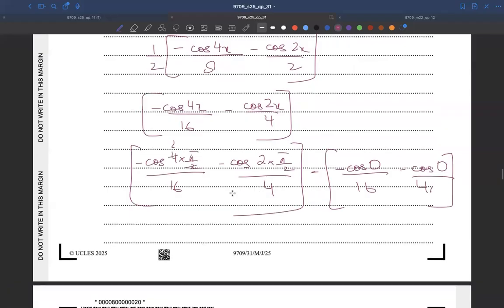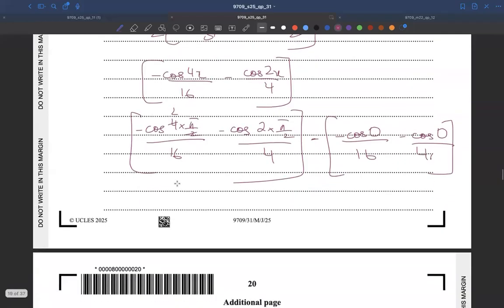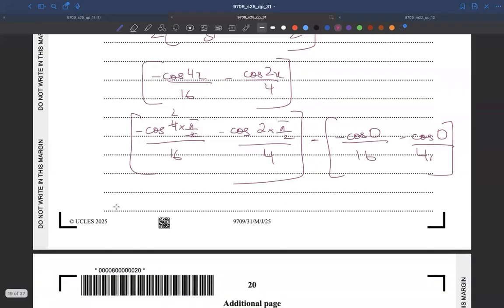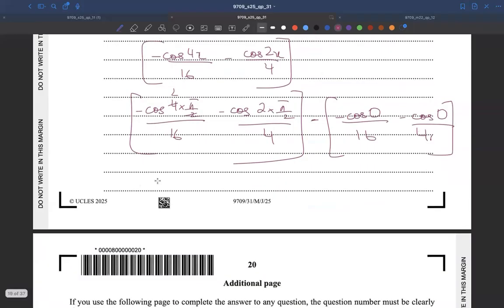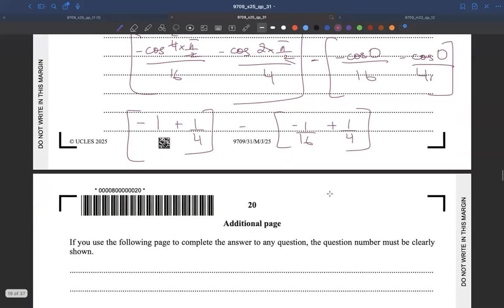We'll get cos of 2 pi, and if we substitute this in the calculator, I think that equals 1. So we'll get minus 1, and cos of pi is minus 1. We'll just confirm it from the calculator. So cos of pi equals minus 1. So this will become plus 1, as there is a minus over here. So this will become plus 1 upon 4, minus cos of 0, which is 1. So this will be minus 1 upon 16. And again, cos of 0 is 1, so this will become plus 1 upon 4.